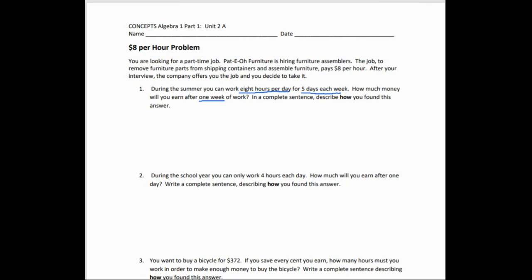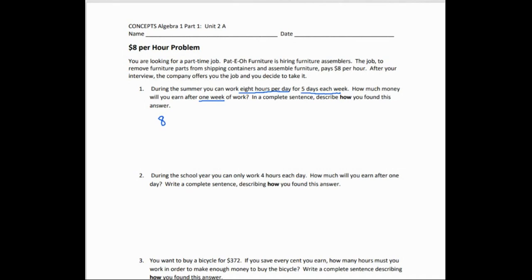So that's what we first want to do, and then in a complete sentence, we're going to describe how we did that. So does anyone have an idea of how we could figure out how much money we're going to get in 1 week? I do. All right, walk us through it. All right, so what I did was I did 8 times 8 because he earns $8 per hour, and then if he works 8 hours a day, that'd be $64 per day.